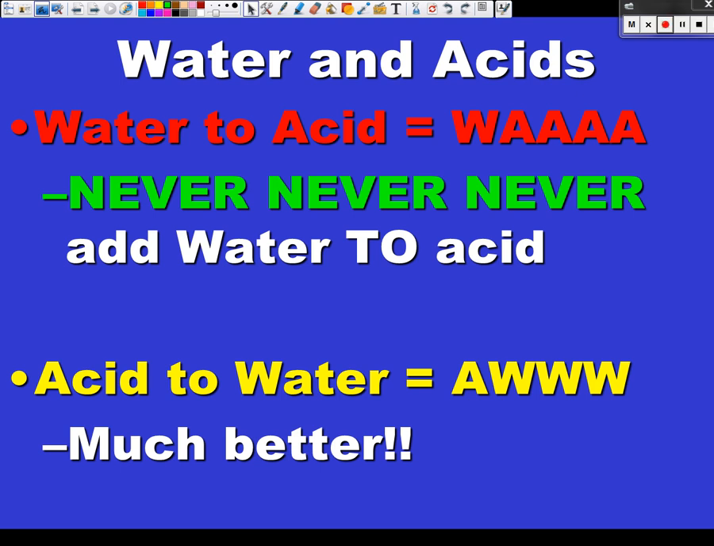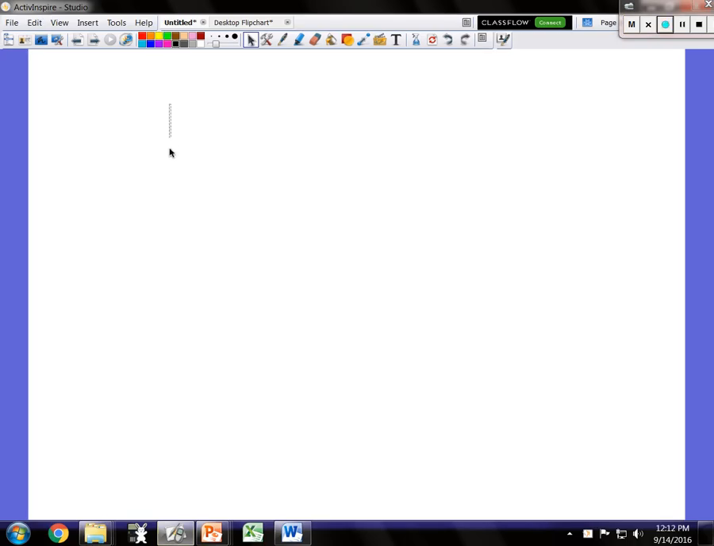Because here's why. What's going to happen is, think about if you have a volumetric flask, and let's visualize this. Okay? I really wish this Promethean software had chemistry lab things I could add on to it. That would be sweet.